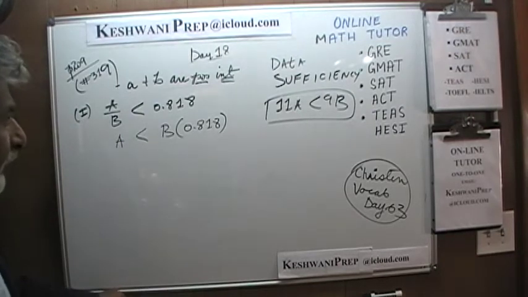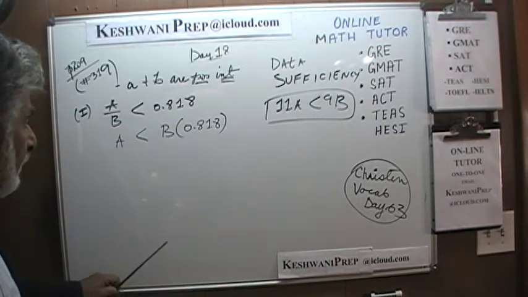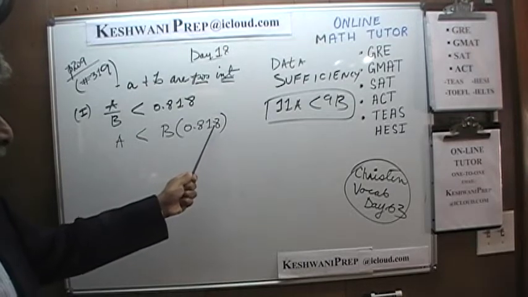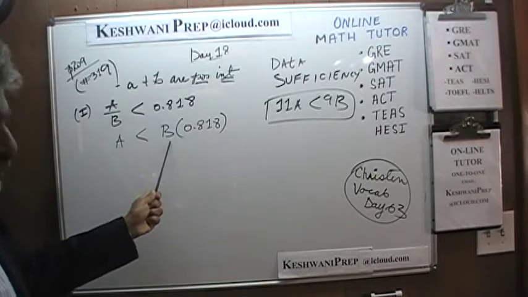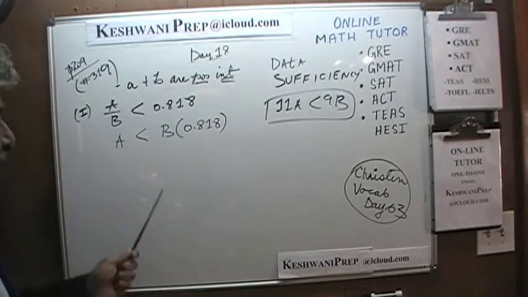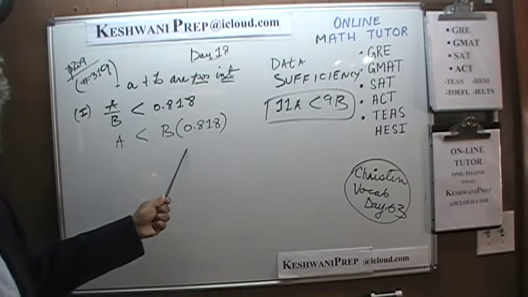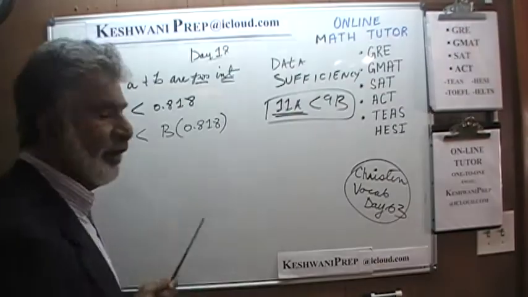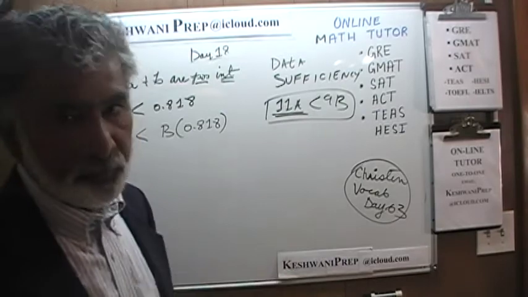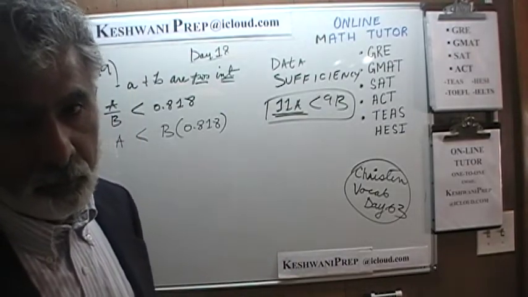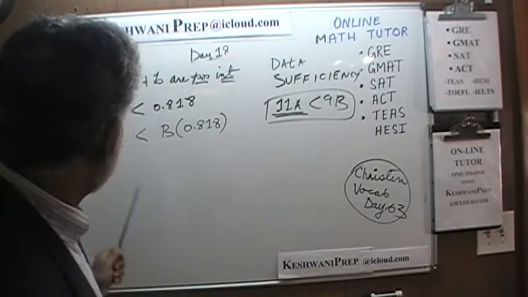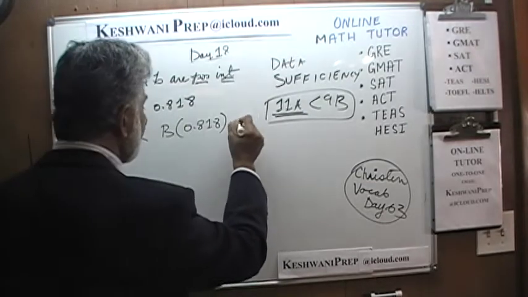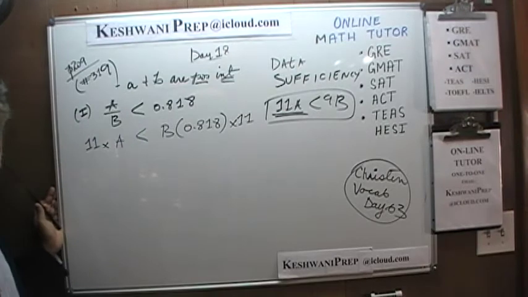Stay with me in this story. It's very important that you stay in the story with me. So we have established that A is less than 0.818 times B. But we're not interested in what A is less than compared to B. We're interested in how 11 times A compares to B. That's what we're interested in. So the simplest thing to do here is to multiply both sides by 11. Let's multiply both sides by 11 and see what happens.